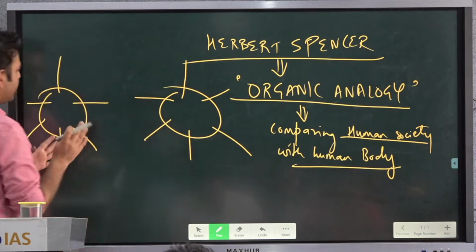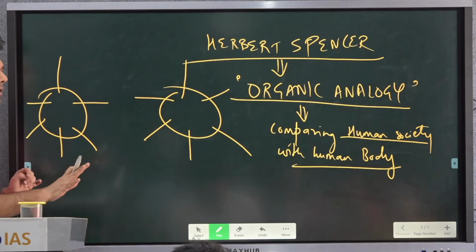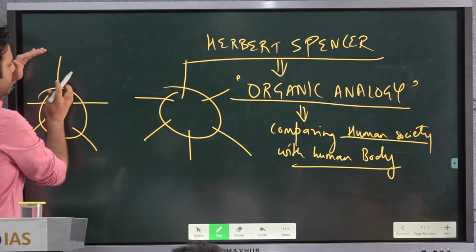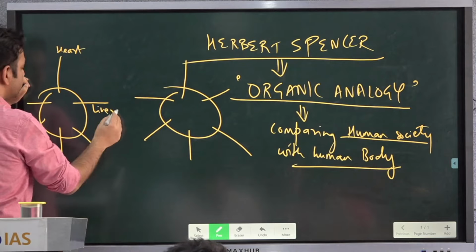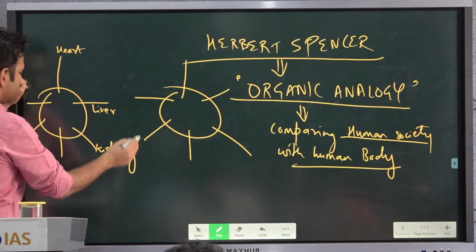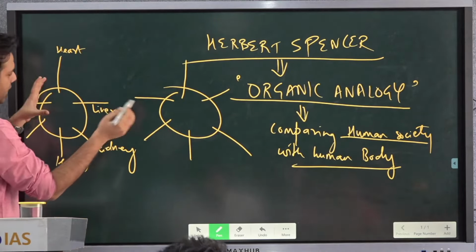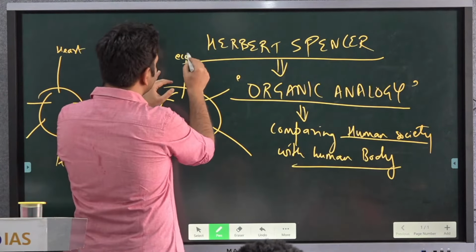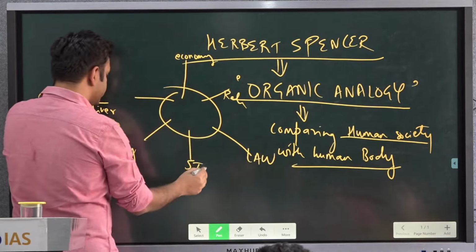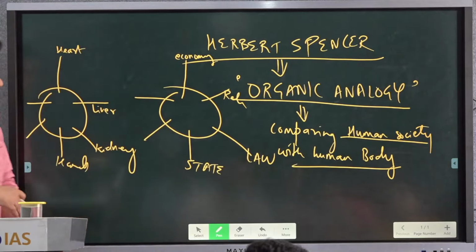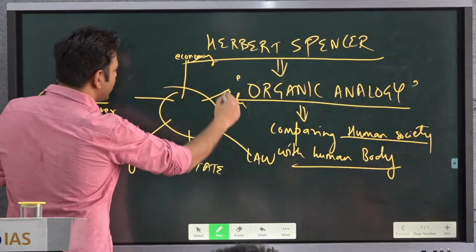Now, I'll talk about those parts very briefly just to give you an idea. Otherwise, this is not so important. I will keep telling you along the way what is important and what is not. Organic analogy is all about the body consisting of parts like heart, liver, kidney, hands, etc. All these parts are performing some function. Similarly, society consists of economy, religion, laws, state. Leave caste aside for now. All these institutions are also performing some functions.